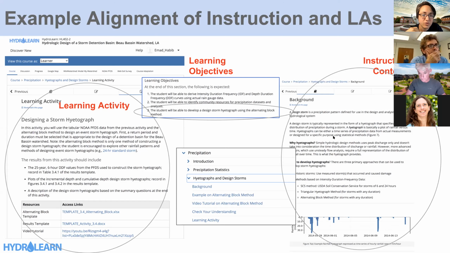So the tool that we are going to use to determine if they could develop a storm hydrograph using the alternating block method, that's exactly what this activity does. For us, this is an assessment tool to see, are the students achieving that objective to the degree in which we want them to achieve it? I believe that's it from this slide here.